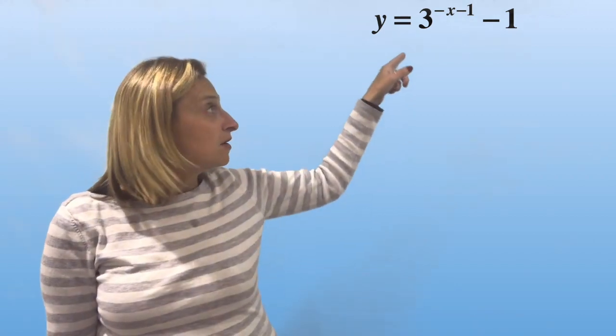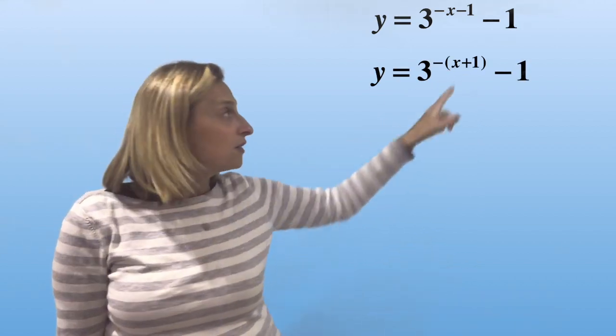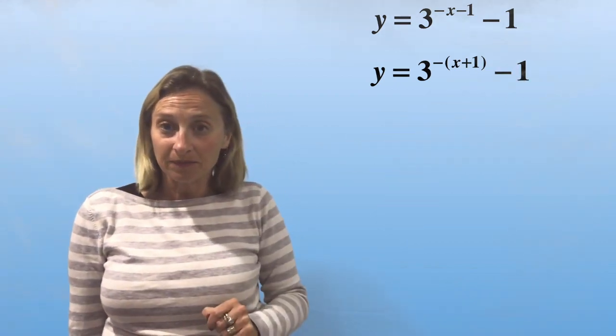All right, let's try y equals 3 to the power of minus x minus 1, minus 1. Now this one's a little bit trickier because you've got the minus in front of the x. So we're going to first factorize out the minus from the power. And then we get y equals 3 to the power of minus, open brackets, x plus 1, close brackets, and then your minus 1 stays out the front.